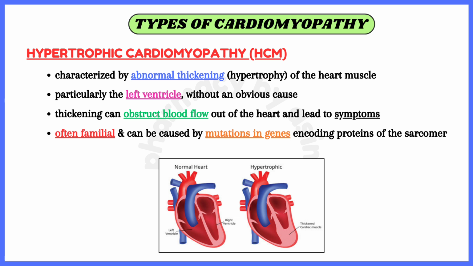breath, and arrhythmias. Hypertrophic cardiomyopathy is often familial and can be caused by mutations in genes encoding proteins of the sarcomere. So, sarcomeres are the contractile units of muscle cells.